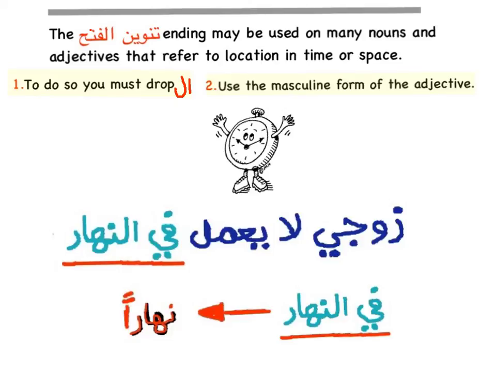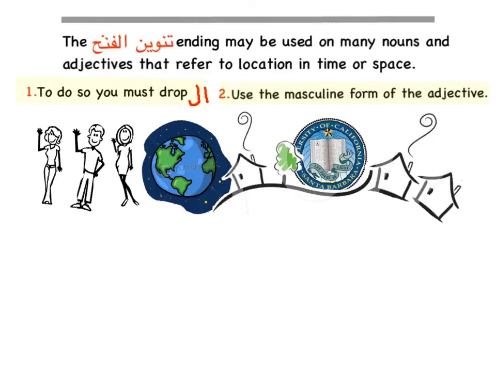To make it into an adverb, we need to drop the alif lam and use the masculine form and add alif tanween. So في النهار, this is a preposition of time, and becomes an adverb, naharan. Easy. Same thing for location in space. You drop the alif lam and you use the masculine form of the adjective.